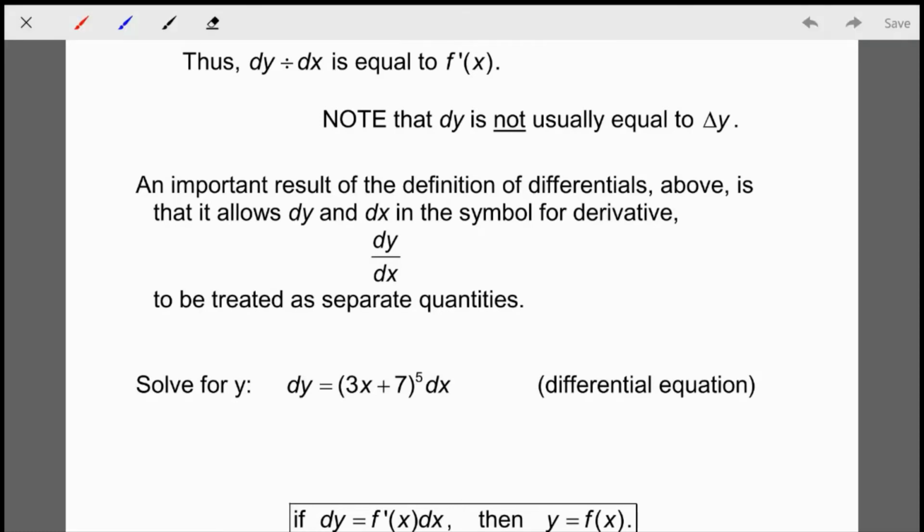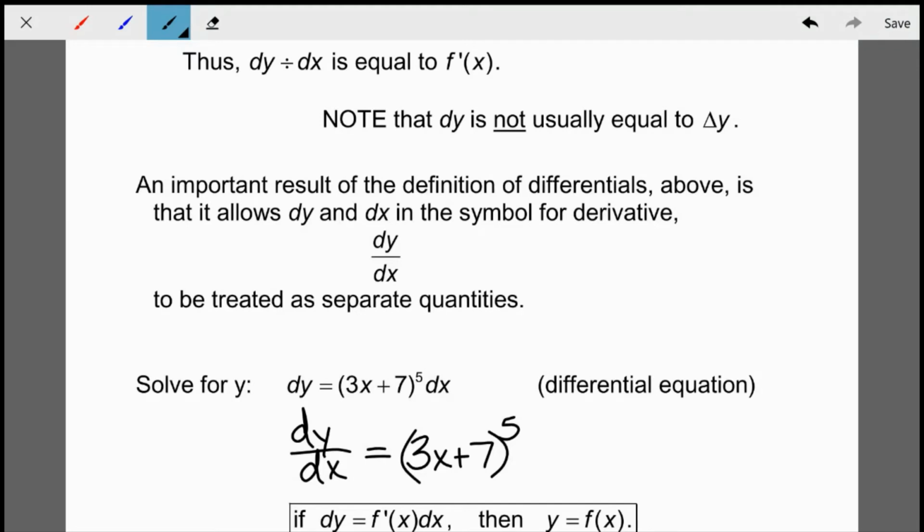And what you will see here is a differential equation. It says solve for y. So we're looking at this example here. What they're wanting you to do is understand that if I have dy is (3x plus 7) to the 5th dx, this is a differential equation. The reason it's called a differential equation is because it's an equation that has differentials in it. But if I were to divide each side of this equation by dx, I would get dy dx is equal to (3x plus 7) to the 5th power.